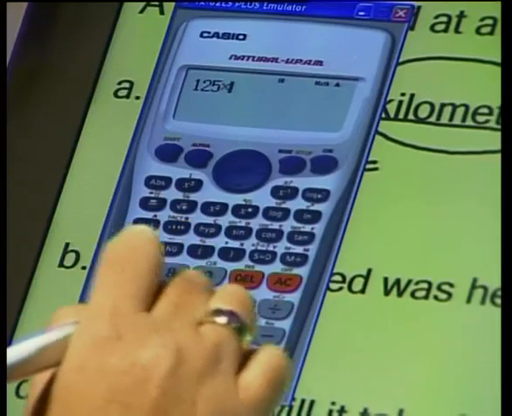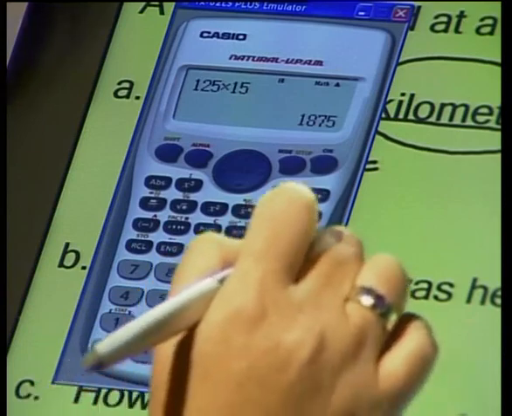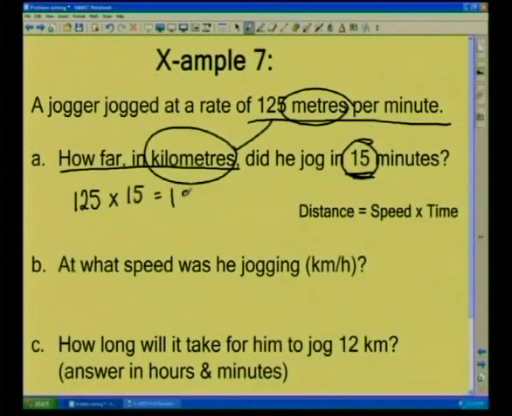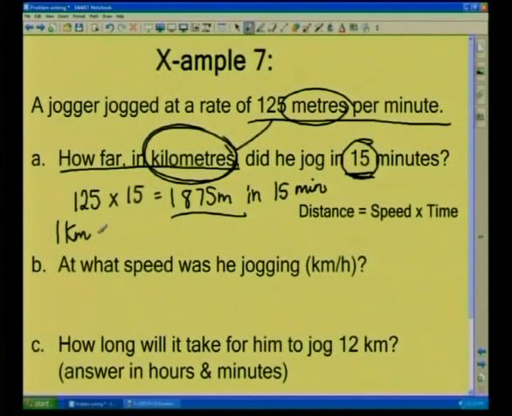So 125 times 15 is 1,875 meters in 15 minutes. So I don't want my answer in meters, I want it in kilometers. So change from meters to kilometers. 1 kilometer is 1,000 meters. So therefore the distance is 1.875 kilometers.